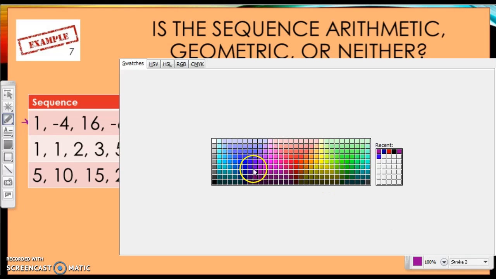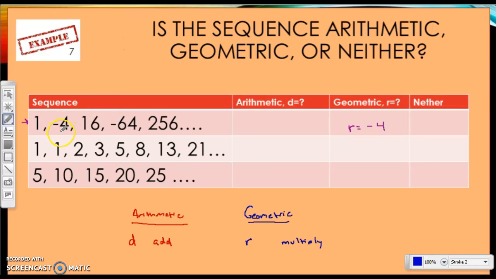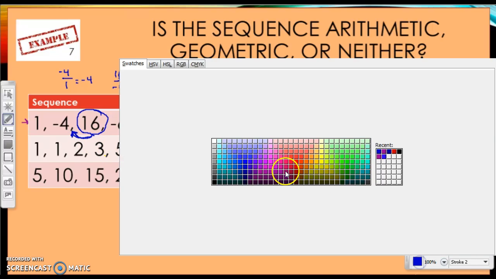Now, if you weren't really sure, let me show you what you could do. You could take the second term and divide it by the first. Negative 4 divided by 1 is negative 4. All right, then I could do 16 and divide it by the term before it. Yep, negative 4. So if you think it's geometric but you're not really sure what you're multiplying by, just take a term and divide it by the term before. All right, so let's look at the next guy.